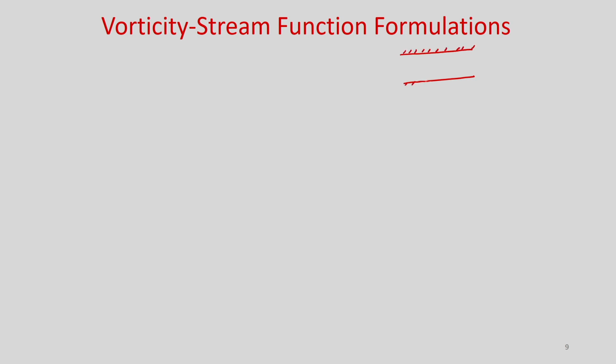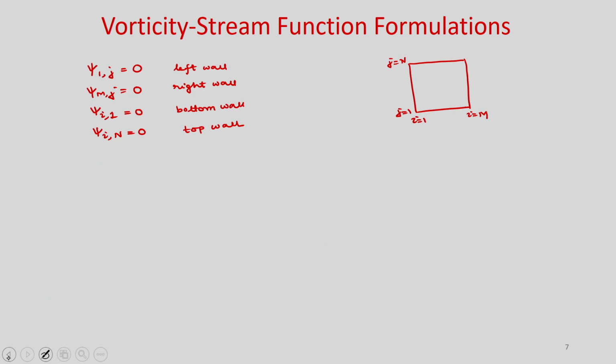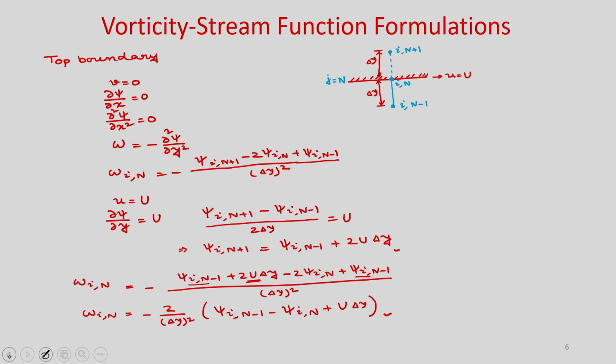So, this is your parallel plates, and you have inlet velocity u, and this is your i is equal to 1. So, this is your i is equal to m, and j is equal to 1, and j is equal to n. Okay. So, for the bottom wall, you can write it in a similar way. You can see which way we have written for the bottom wall.